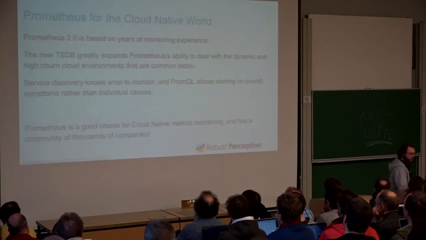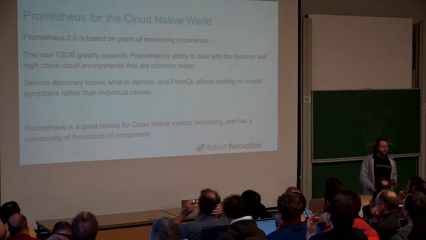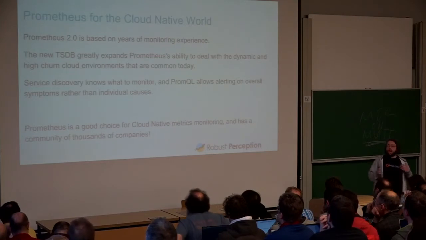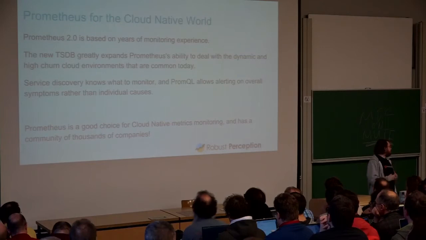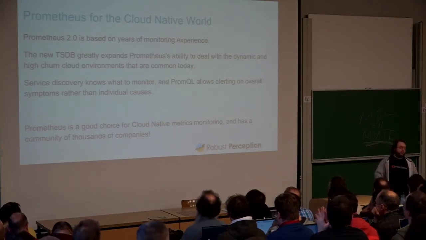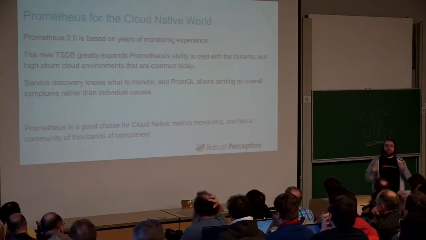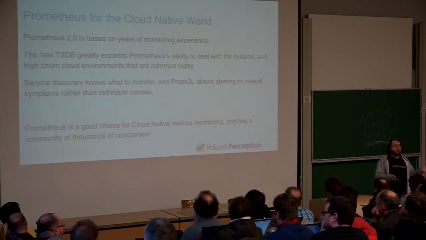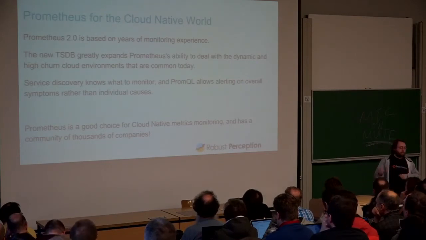So let's just look then at what Prometheus 2.0 now has, because it is based on years of monitoring experience. And the new time series database is far more able than the previous systems to deal with these highly dynamic environments. So Prometheus has grown as it grows. Service discovery, it knows what to monitor. PromQL allows alerting on the things you actually care about, rather than the things you can alert on. So you don't have to alert on the CPU usage being high, you can actually alert on latency is high, which is probably what you actually cared about.